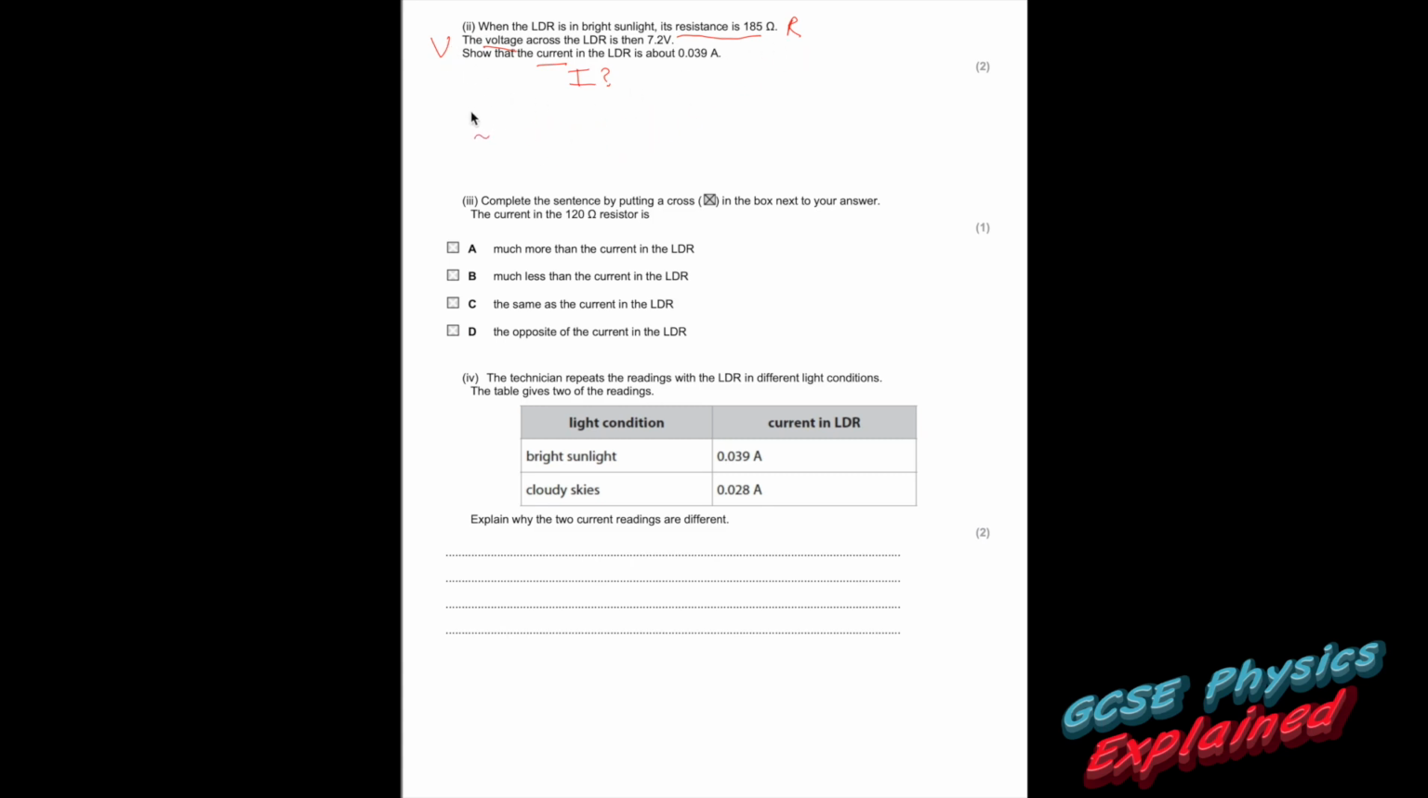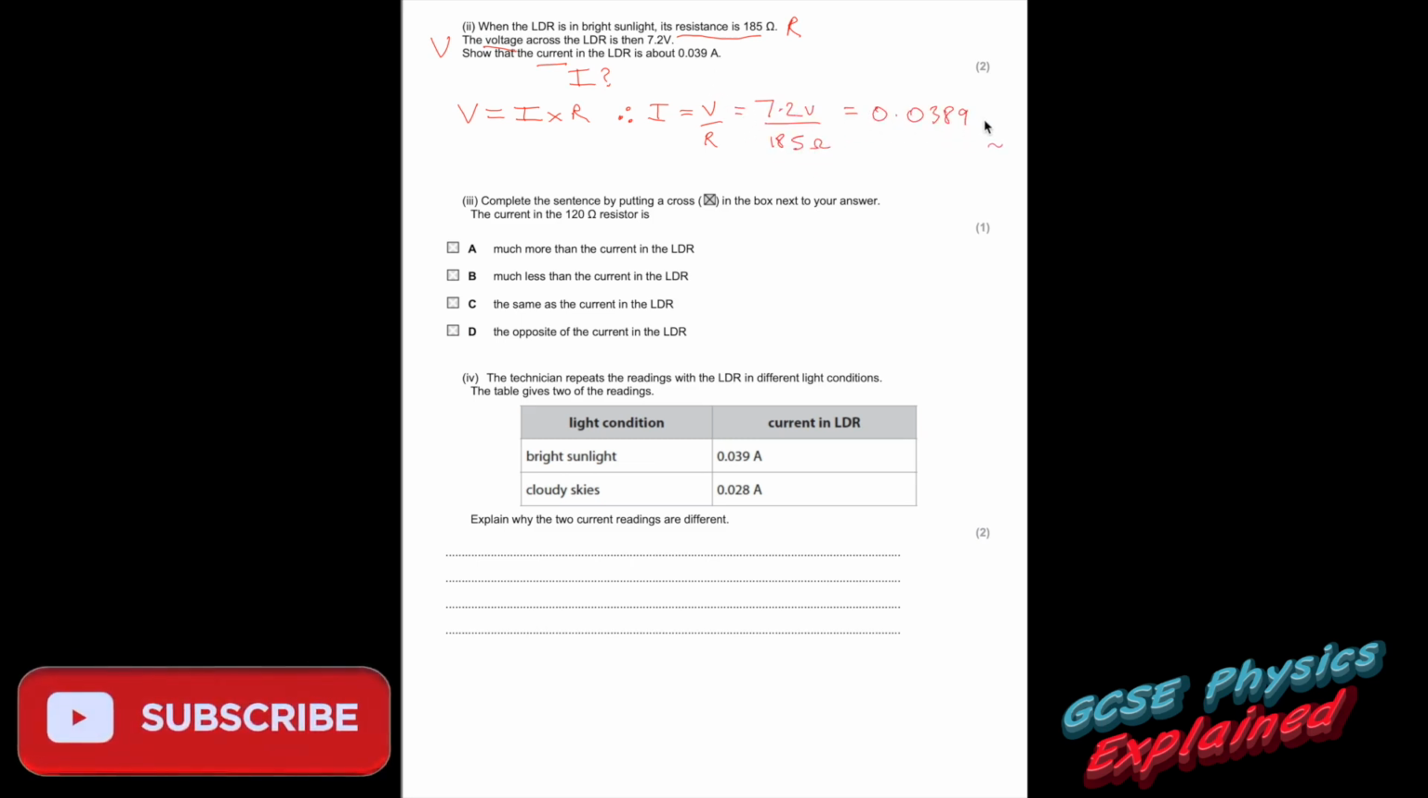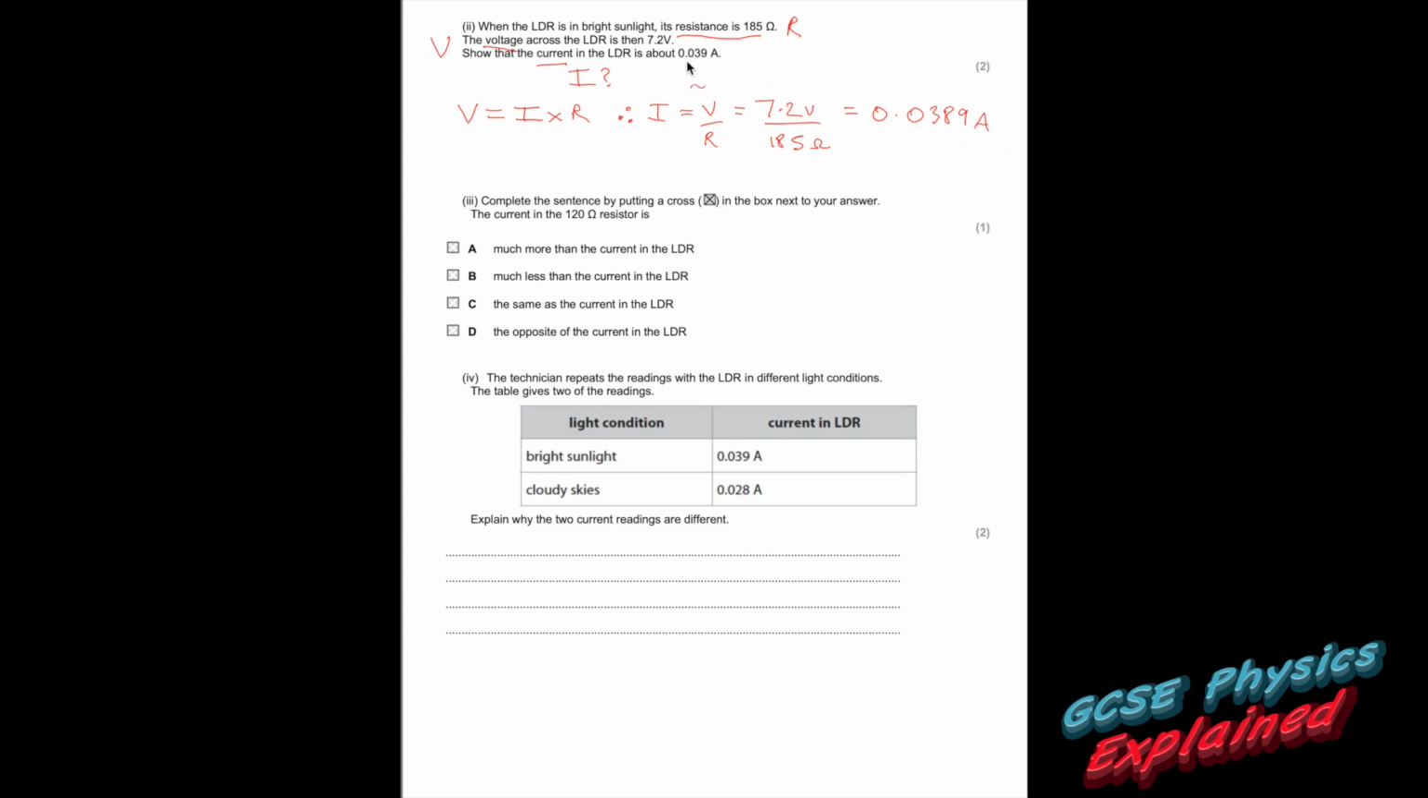Yeah, of course we do. It's Ohm's law. V equals I times R. Therefore, let's rearrange it and pop the values in, and it should come out somewhere close to 0.039. And it does. So they said it should be 0.039, thereabouts, and we have got 0.0389, which would round up to 0.039.